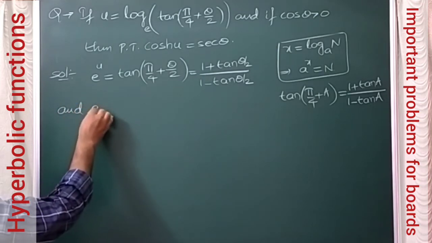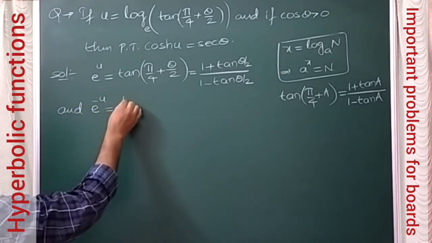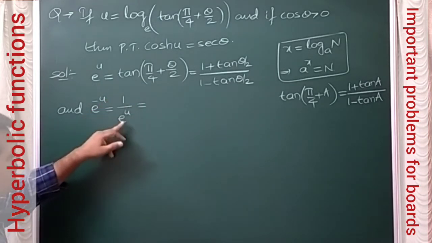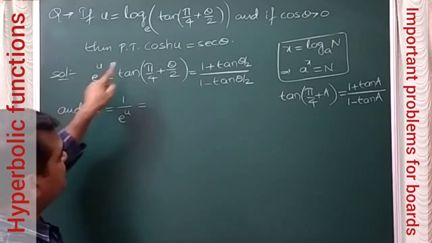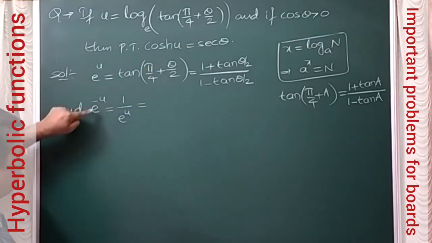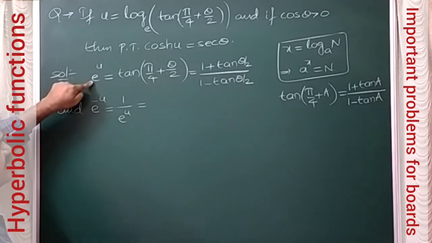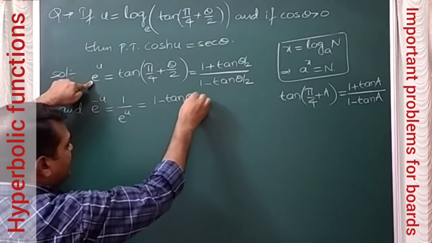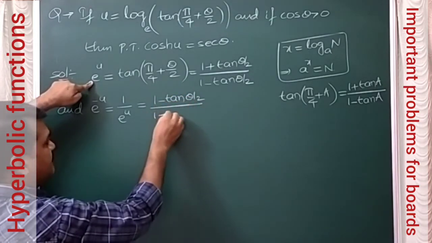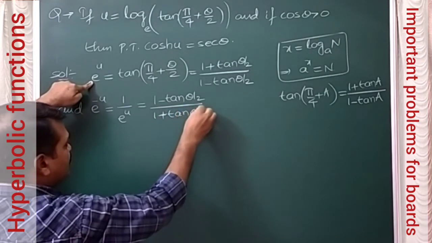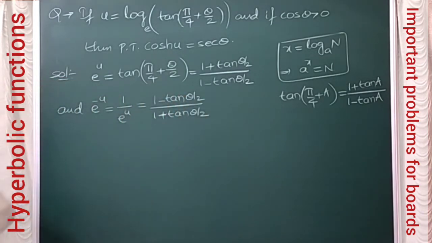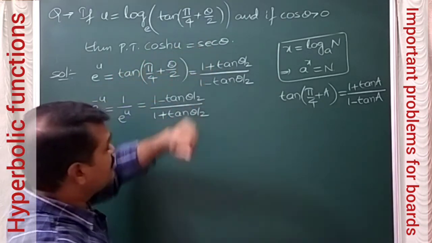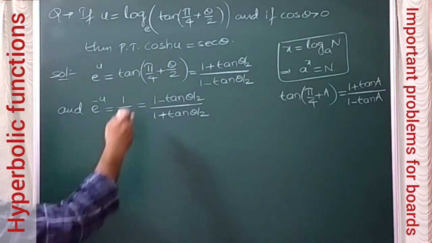Now, what is e power minus u? E power minus u is 1 by e power u, which means it is the reciprocal of this e power u value. What you will get is 1 minus tan theta by 2 by 1 plus tan theta by 2. So this is e power minus u. What is our requirement? We want cosh u to be equal to secant theta, no? So this is the required proof.